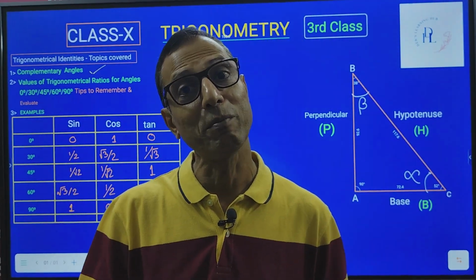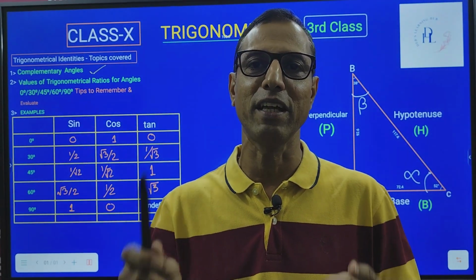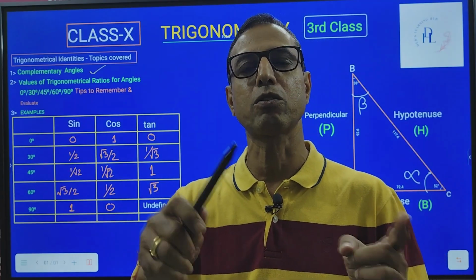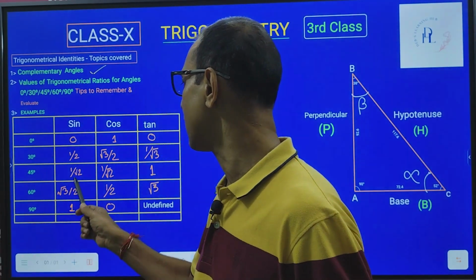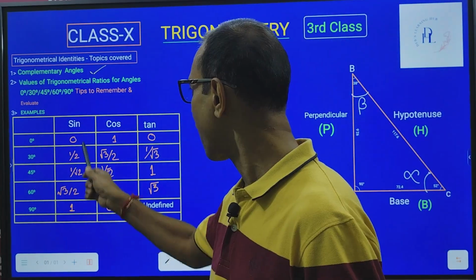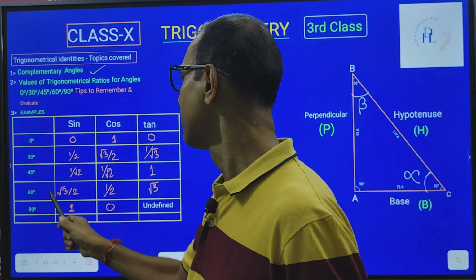Now sin 45 degree equals cos 45 degree, because if alpha plus beta equals 90 and both alpha and beta are 45 degree, that means beta equals 90 minus alpha. Alpha is 45, beta is also 45. Therefore sin 45 and cos 45 are both 1 by root 2, both the ratios are the same. Now you can relate how these values are related with respect to complementary angle.